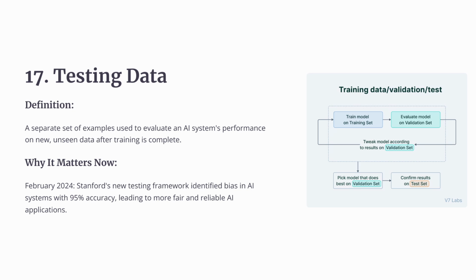Testing data is a separate set of examples used to evaluate an AI system's performance on new unseen data after training is complete, using the training data we discussed previously. Think of this as the final exam for AI. We need to make sure it can handle new situations, not just memorize answers. Stanford's new testing framework is crucial because it helps us catch biases. It's like having a super thorough teacher who ensures the AI is being fair to everyone.